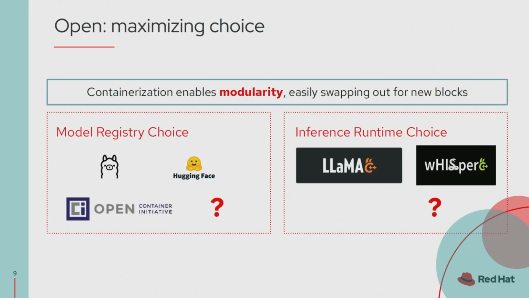Yeah, so RamaLama is all about maximizing choice. I spoke about this already. It allows you to pull from multiple model registries. Some examples here are Ollama. Another one is Hugging Face, or you can pull from OCI container registries.